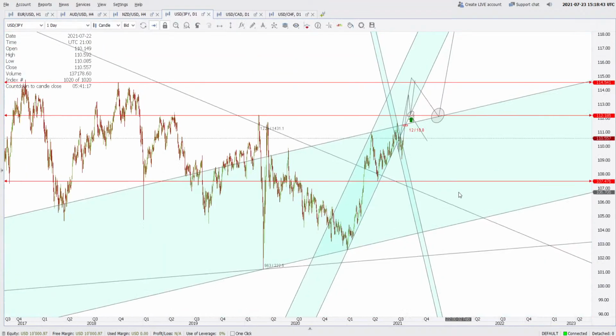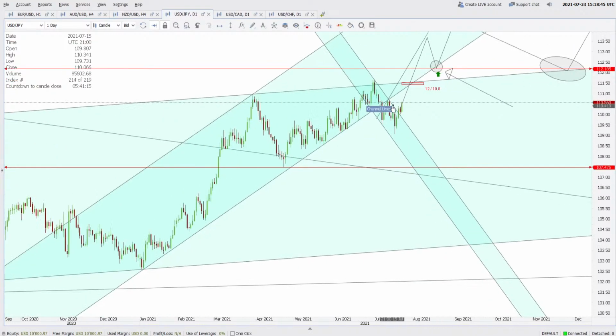So what is the idea here? Wait for the price to cross either above 112 or wait for this confluence to act as a resistance and push the price lower.